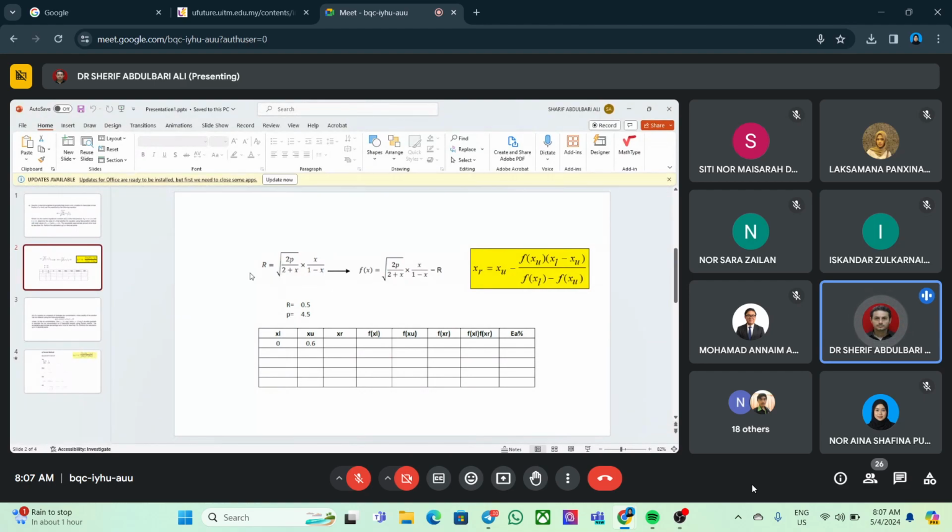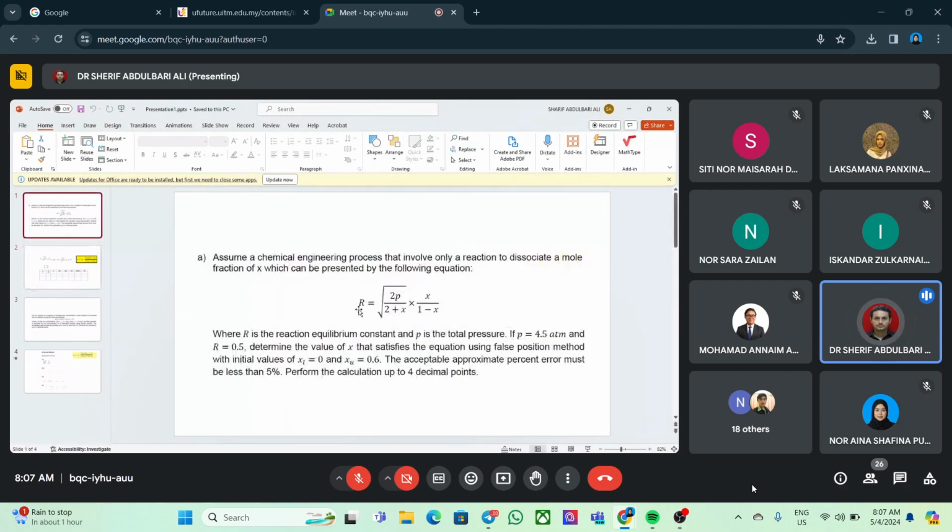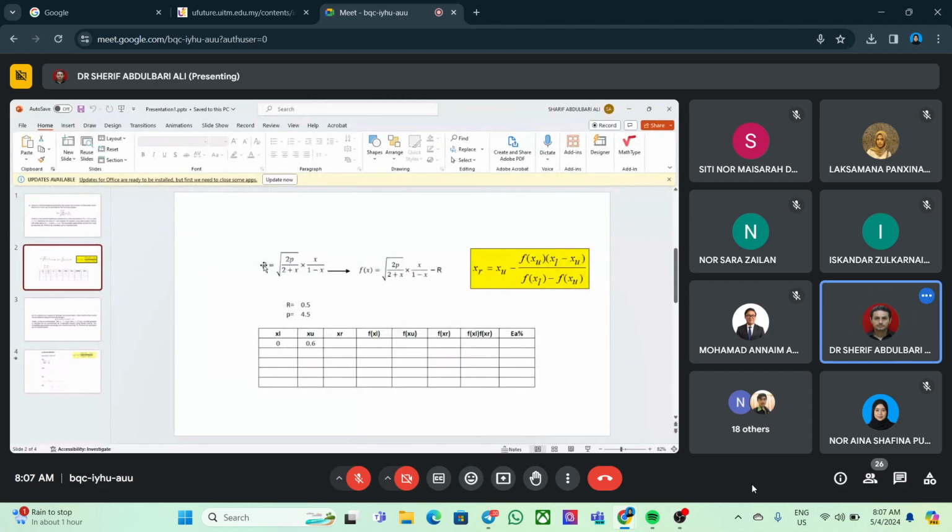In my case here, the equation given is r equal to this term here. So I need to move the value of r, because r is a constant. It's given, it's 0.5. So I will move this r to the right side of the equation, so it will become a function. The function will be equal to this term, minus r. When you get this, you are going to start with the false position method.